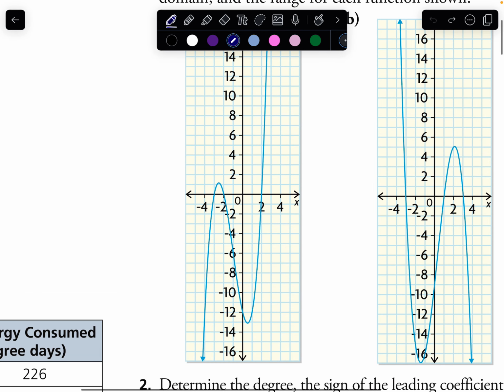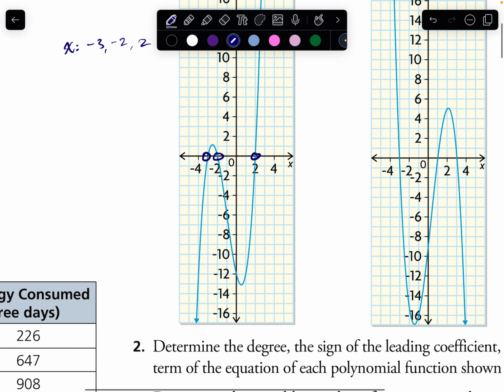Okay, x-intercepts is where it crosses through this line. So we've got our first one is -3, then -2, then 2. Our y-intercept is where it crosses through this line, and that is at -12.